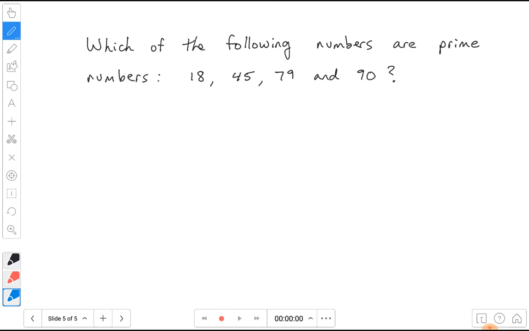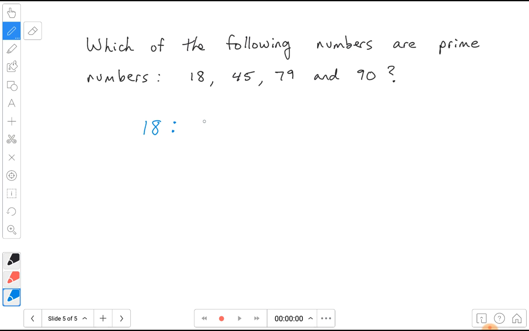Which of the following numbers are prime numbers? We're looking at 18, 45, 79, and 90. Okay, so we're going to have to list the factors for these numbers to figure out whether they're prime or not. So let's do this. 18. Well, actually, we can skip ahead and get rid of this one right away because it's even, and as we said, it will be divisible by 2. So you'll have 1, 18, and 2, and something else.